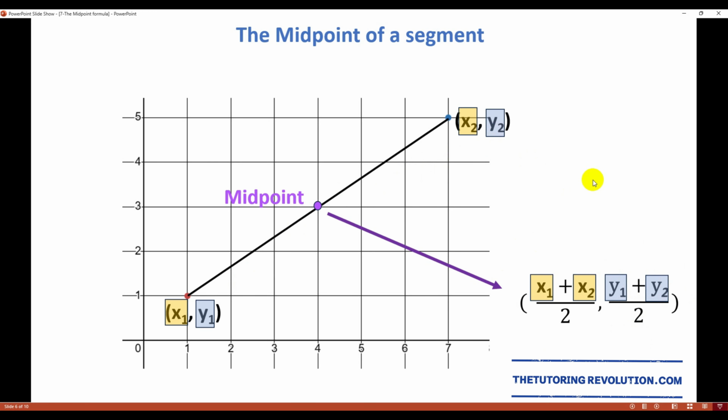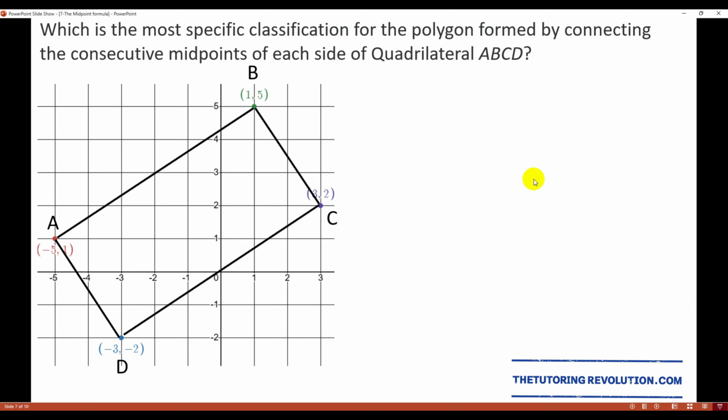Now, let's solve a problem here to use this midpoint formula. They say, which is the most specific classification for the polygon formed by connecting the consecutive midpoints of each side of quadrilateral ABCD? So they give us a quadrilateral ABCD, and they want us to write the midpoints on each of the sides and then join those midpoints together and see what type of polygon, or quadrilateral, we obtain.